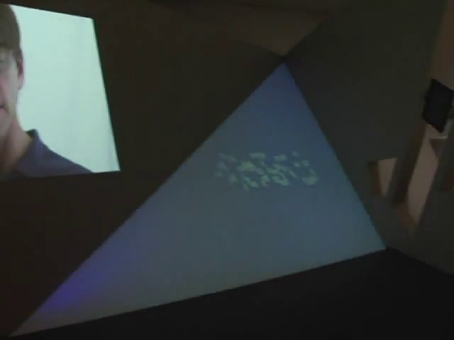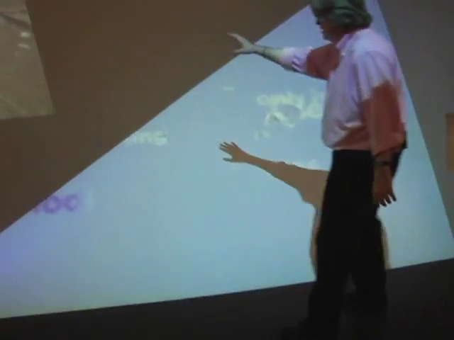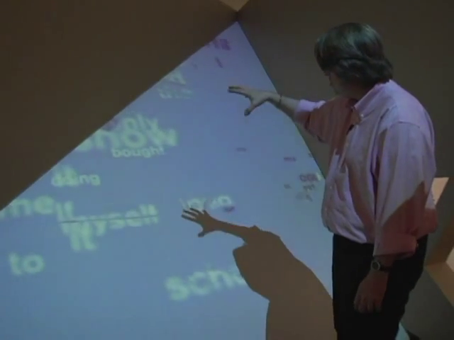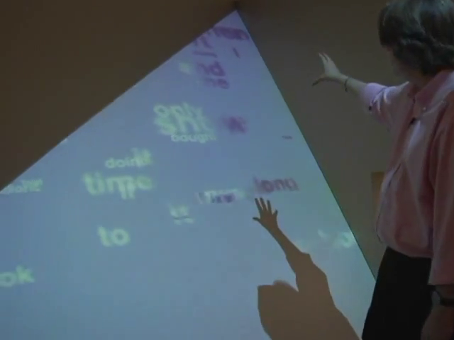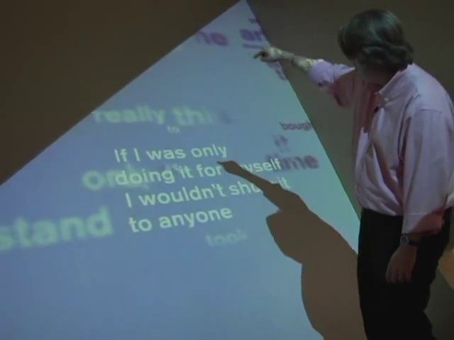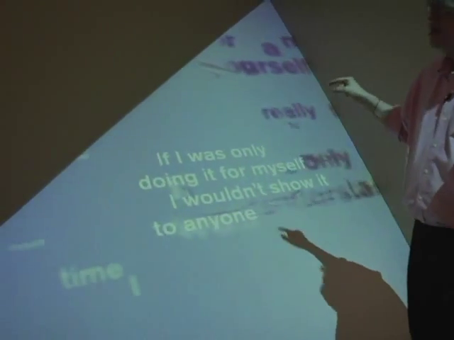And then what happens over here on this triangular wall is that his narrative is spilling out across the wall, and as he says particular key phrases, they coalesce out of this flow of words. And you can see it happen right here. If I was only doing it for myself, I wouldn't show it to anyone. And so we try and draw attention to particularly salient points during the narrative that he's talking about.